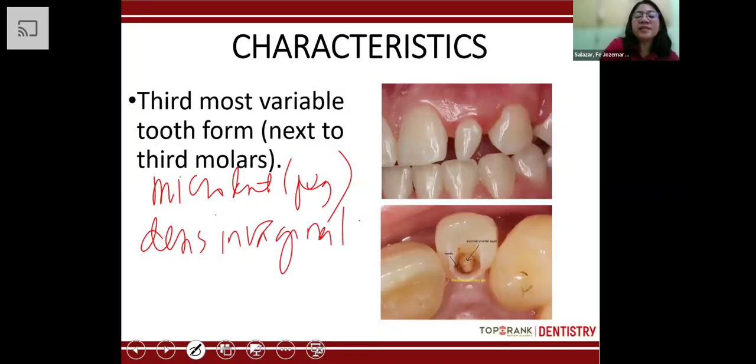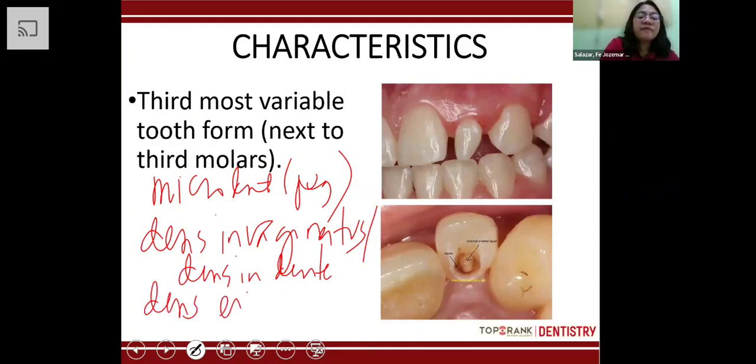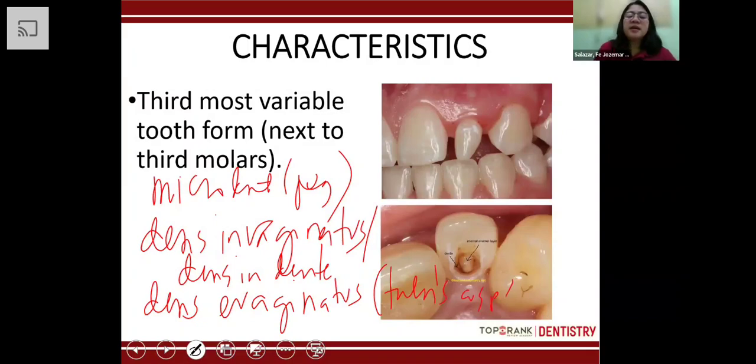What's the other name for dens invaginatus? Dens indente, very good. Okay? Dens indente, literally translated into tooth within a tooth. Pwede rin siyang magkaroon ng dens evaginatus. What's dens evaginatus in your lateral? Yes, very good. You call it the talon's cusp. Okay? Ano pa yung isang form ng dens evaginatus? What is the other form of dens evaginatus? Leong's premolar, yes. Which is more common, Leong's or talon's?